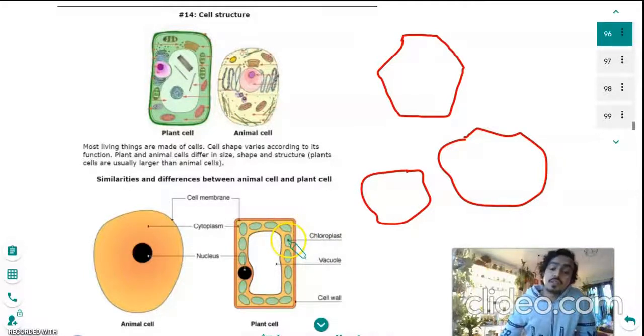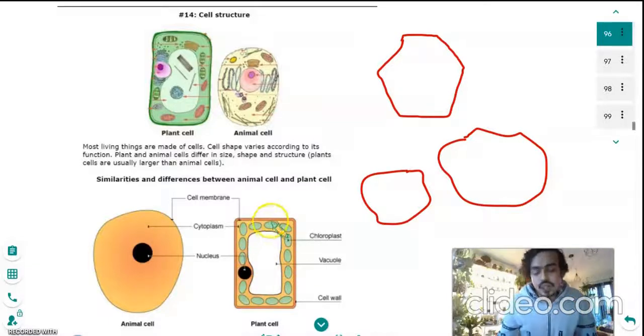And these are important because they can make their own food. Just like animals and humans, we need to eat food. Plants have no mouth, right? So they do not eat food. They make their own food by using sunlight. And they have this empty space like a bag inside which contains certain juices, called the vacuole. It is important for the plant.